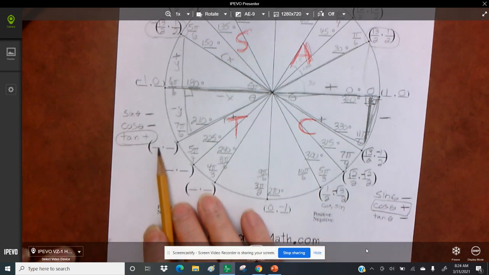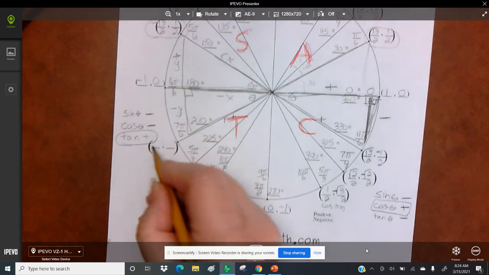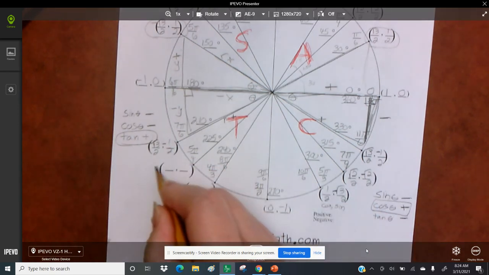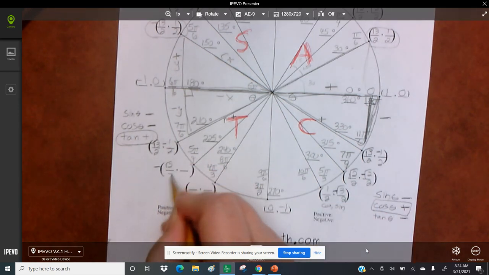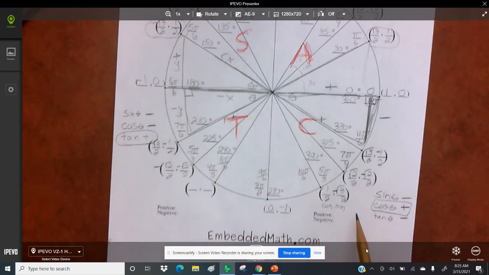And in this quadrant, only the tangent is positive. Your sine and cosine are going to be negative. So these will all be negative. Square root of 3 over 2 is negative. Negative 1/2. Negative square root of 2 over 2. Negative square root of 2 over 2. And this one here is going to be negative 1/2 and negative square root of 3 over 2. And that's how you fill in your unit circle.